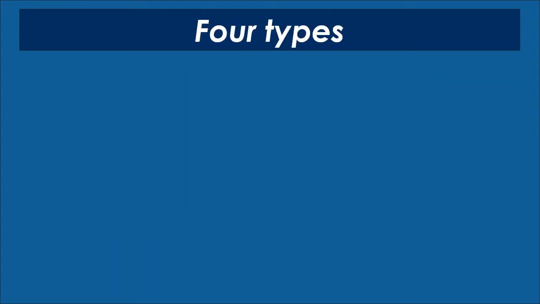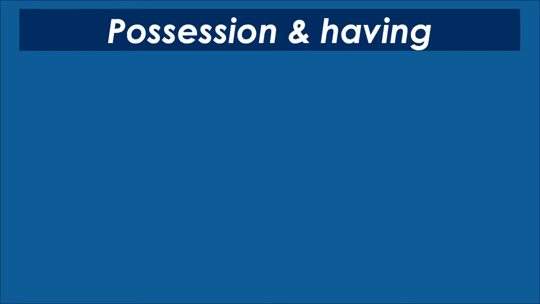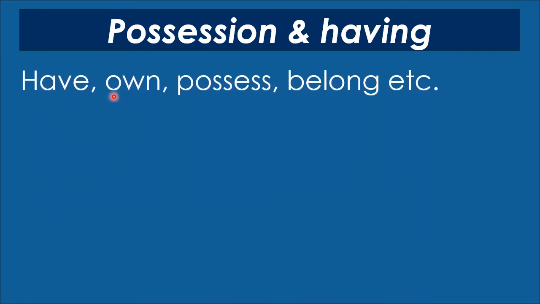Okay, we can also categorize the state verbs in four types. Number one, possession and having. Number two, sense. Number three, emotions and feelings. Number four, mental state. Now I will show you some examples of state verbs and their uses. First, the possession verbs: have, own, possess, belong, etc. These are the possession verbs.